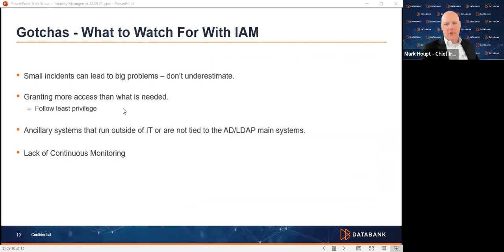So what are some of the gotchas you want to watch out for with IAM? First of all, small incidents can lead to big problems. So don't underestimate a small incident that's out there.